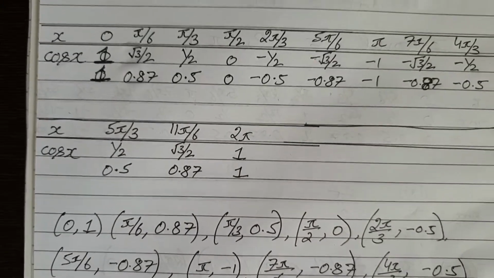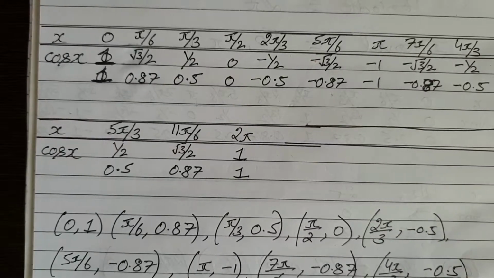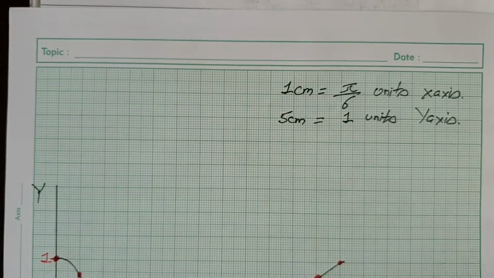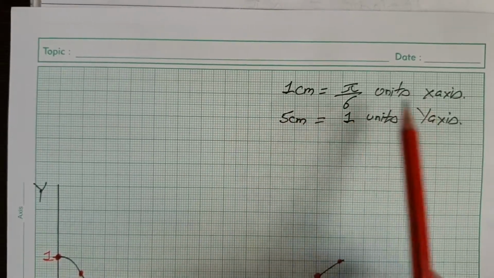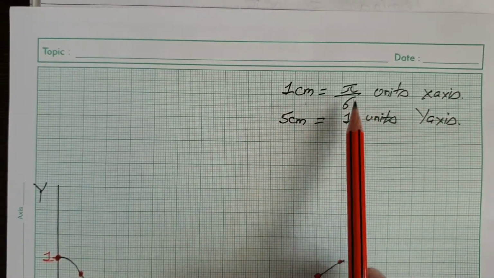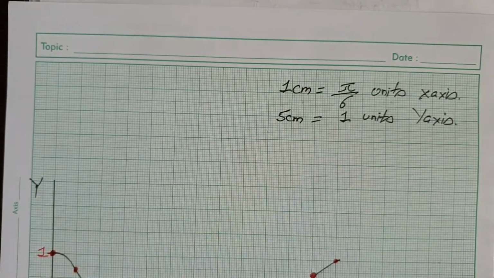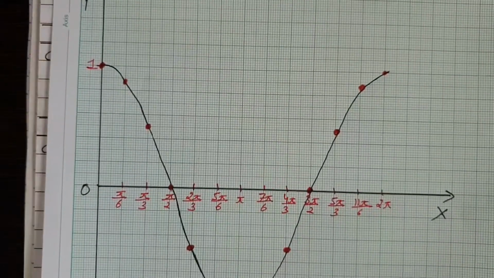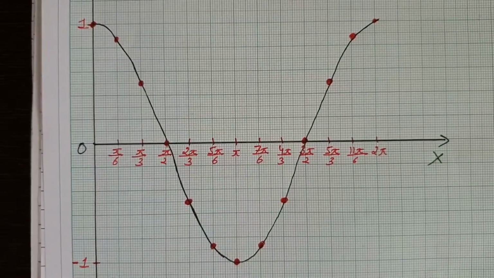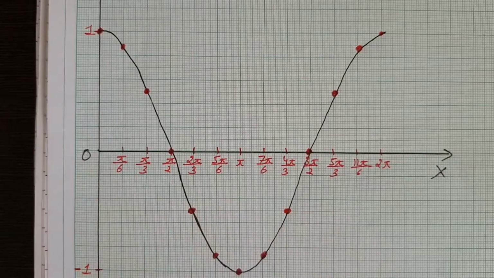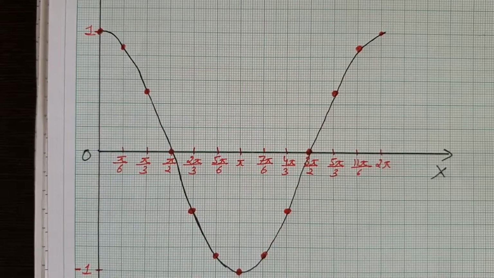So now, first of all, we have to draw the axis and the scale: 1 centimeter is pi by 6 units along the x-axis, and 5 centimeters I have taken as 1 unit along the y-axis. So these are the points. So this will be the graph after plotting the coordinates.